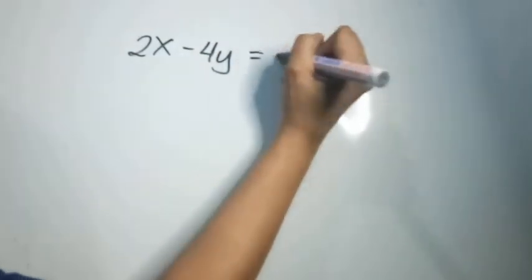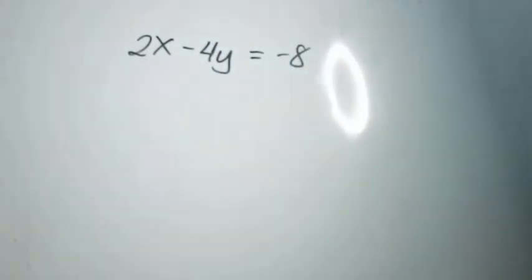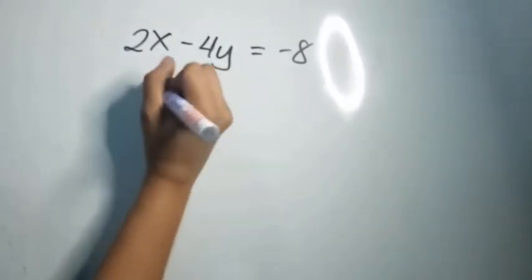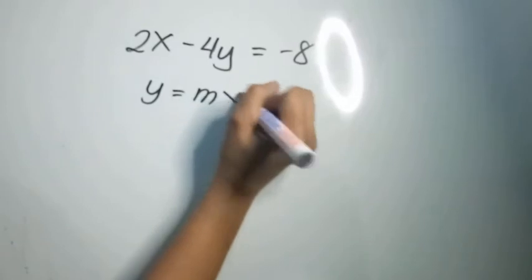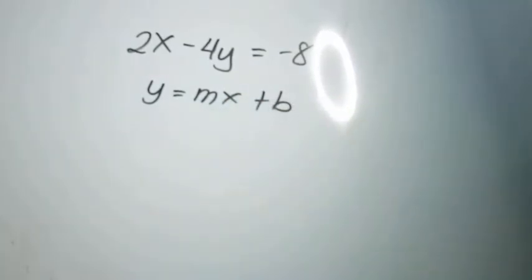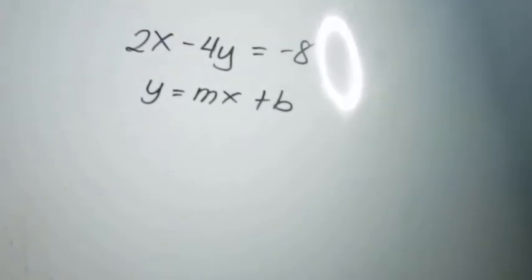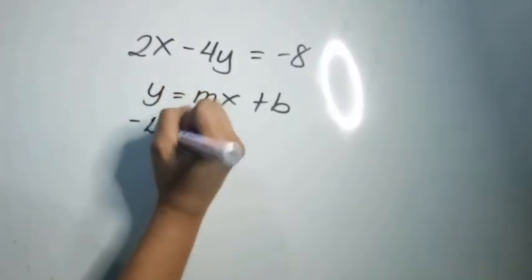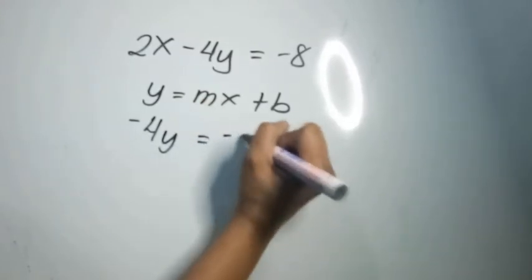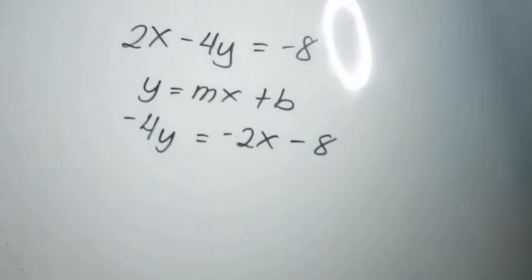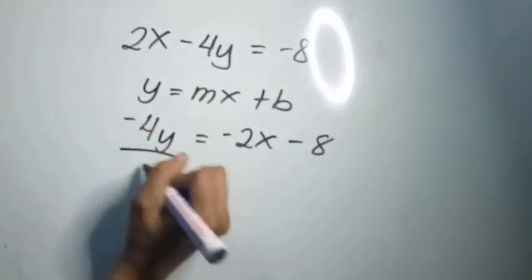Another example, we have 2x minus 4y is equal to negative 8. Then we write this equation in the form of slope-intercept form, y is equal to mx plus b. So we're going to transpose the positive 2x to the right side. So it becomes negative 4y equals negative 2x minus 8. Then divide both sides by the coefficient of y, which is negative 4.